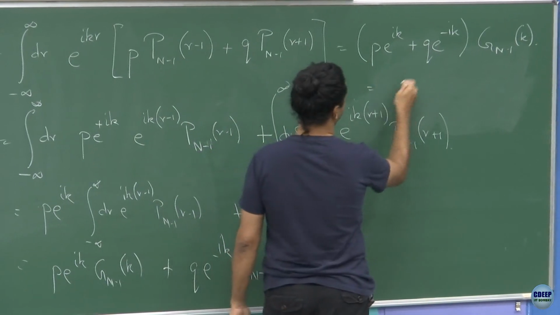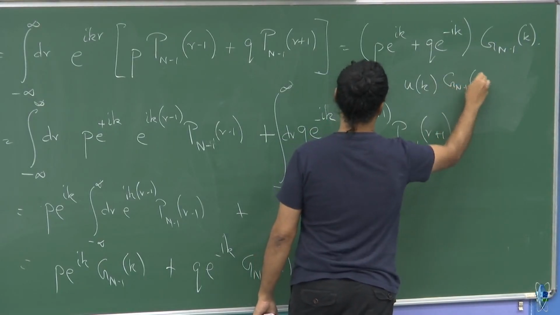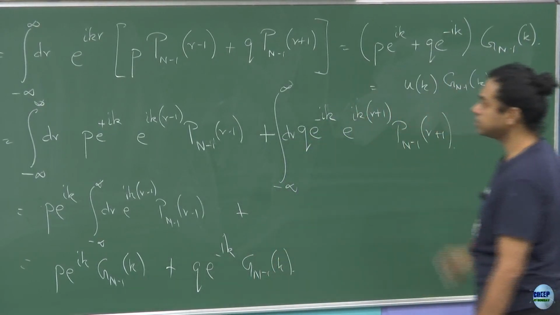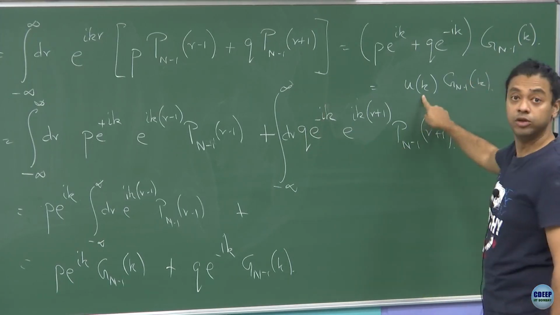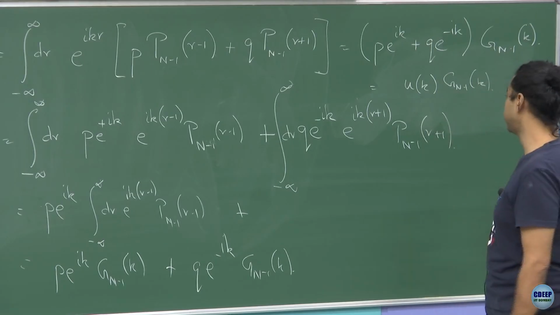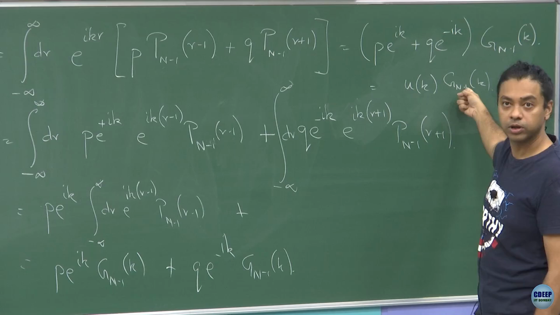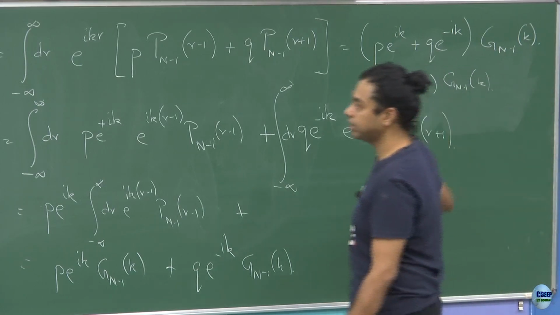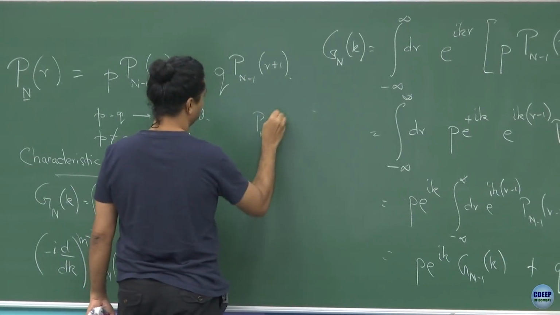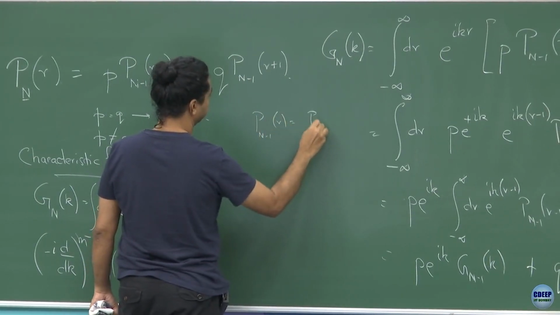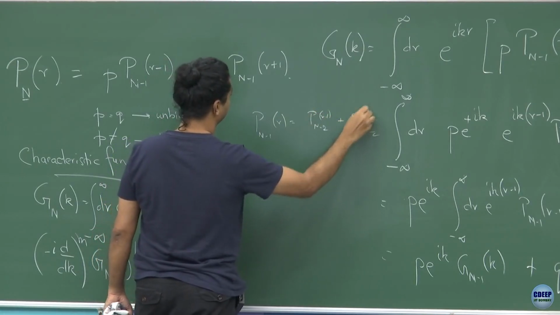Okay. Let me call this factor u of k, so g n of k equals u of k times g n minus 1 of k. So, what do we have? We again have a recurrence relation, that g n of k is u of k times g n minus 1 of k, with u of k given by this. So, if I were to do this operation once more, for g n minus 1, I write down the recurrence relation for p n minus 1 in terms of p n minus 2's at r minus 1 and r plus 1.